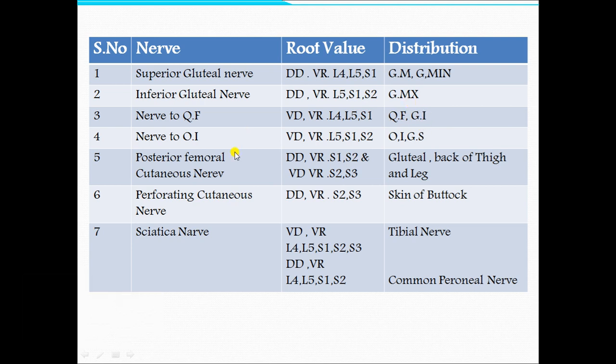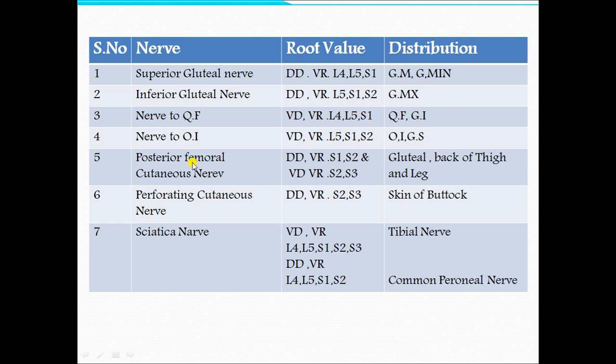Next is the nerve to obturator internus. The nerve to obturator internus, the root value is the ventral division of ventral rami L4, L5, S1 and S2. Here the inferior gluteal nerve root value and this nerve root value are the same, but the inferior gluteal nerve is a dorsal division, and this is a ventral division. And next it passes laterally and supplies the obturator internus muscle and gemellus superior muscle.